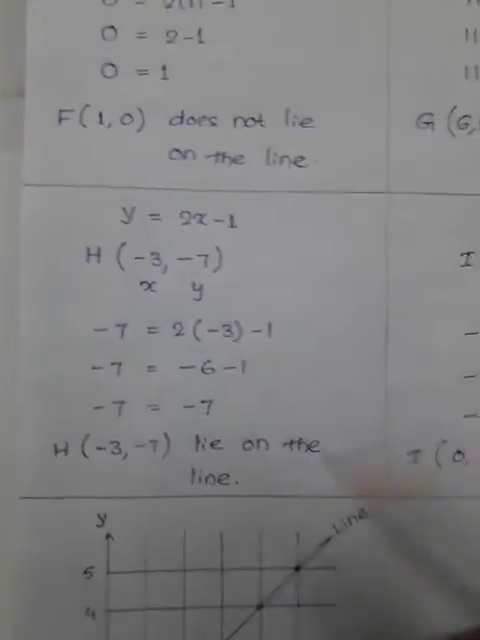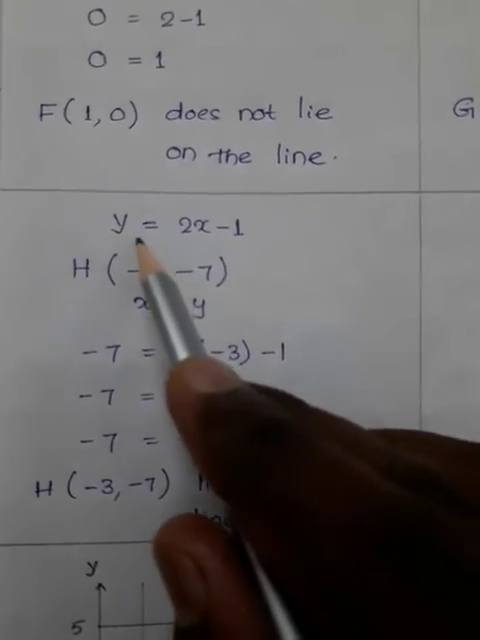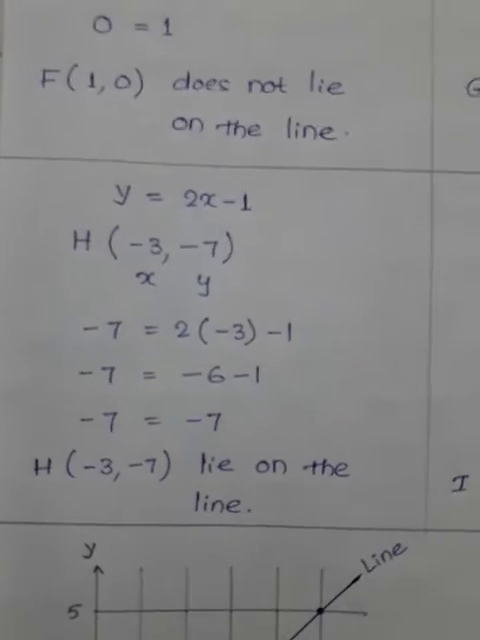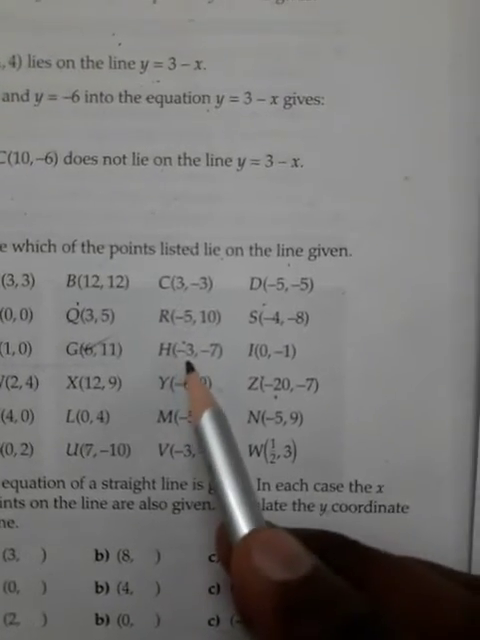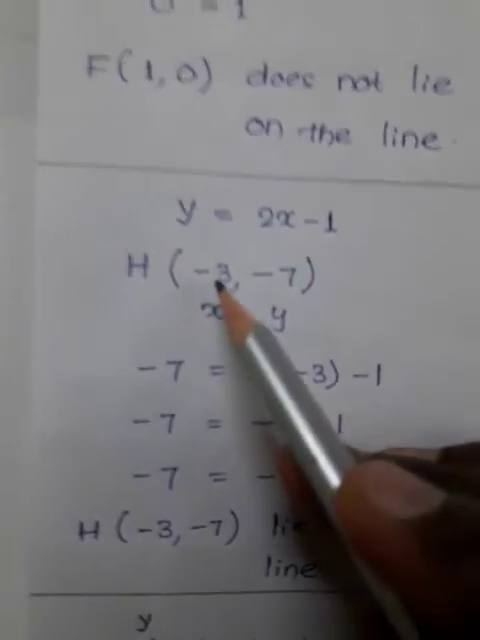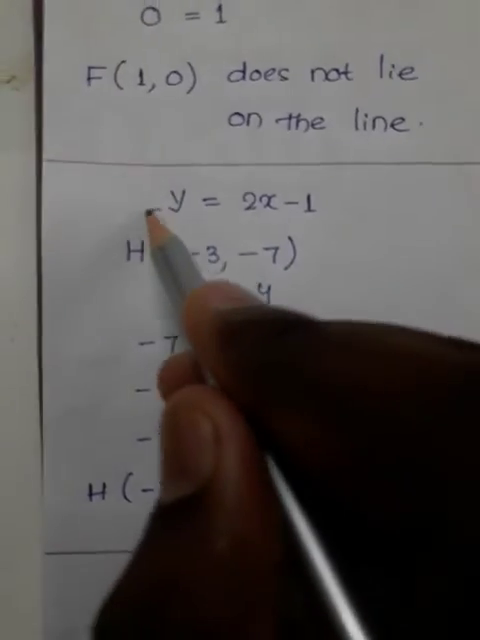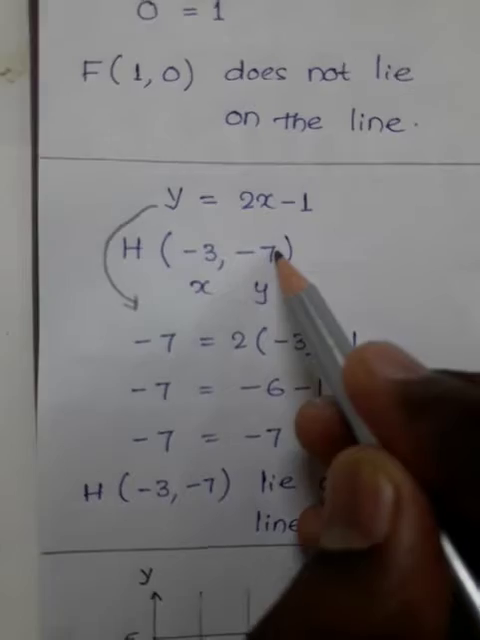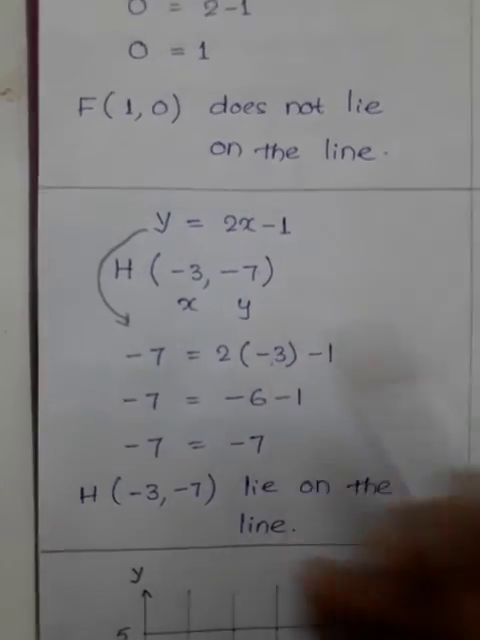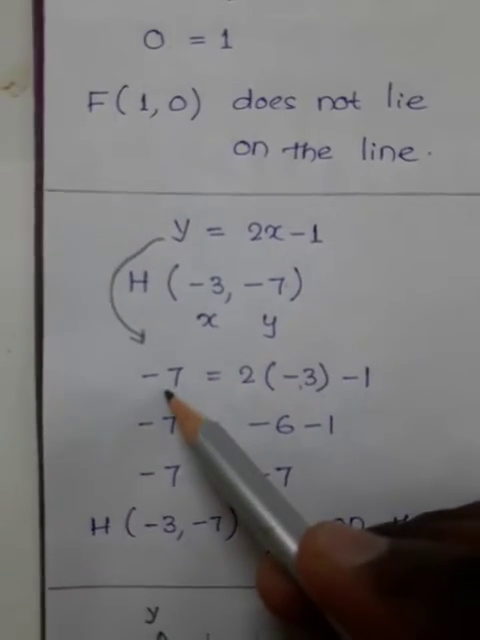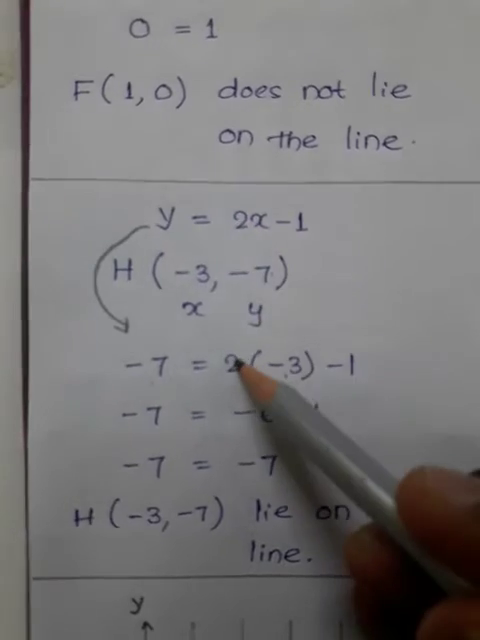Okay, now one more I will explain here. y equal to 2x minus 1. Now what is the coordinate? H, I explain. Minus 3 and minus 7. That means in place of y we have to write minus 7, in place of x we have to write minus 3. So the y value is minus 7, 2 here as it is.